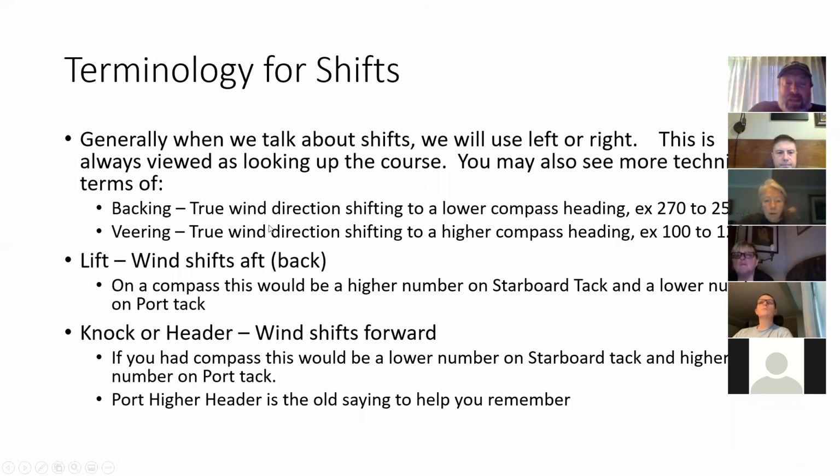Before we get there, we need to talk about some terms that we're going to use to look at those things. So I'm not going to go too crazy here. When we talk about shifts, most people use the terms left and right, as we look upwind up the course. There are more technical terms for it: the wind backing or veering. A backing wind is a breeze that moves to the left, backwards to the way a clock goes, and a veering wind goes to the right.